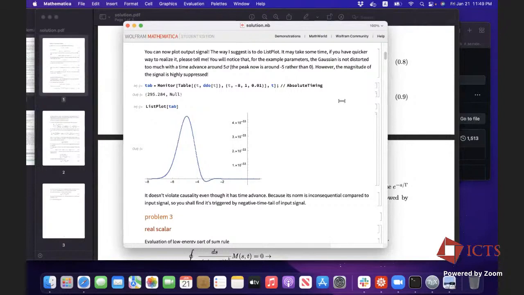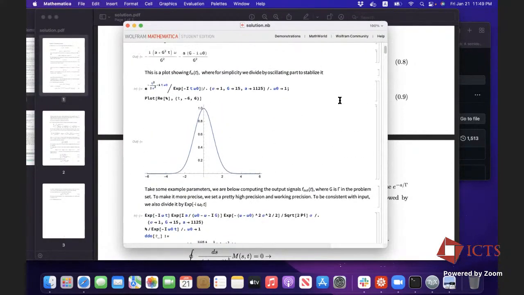So in this case, your input signal is Gaussian. But for example, if you put some cutoff, and if you input only the tail of the Gaussian, does it still reproduce the result?